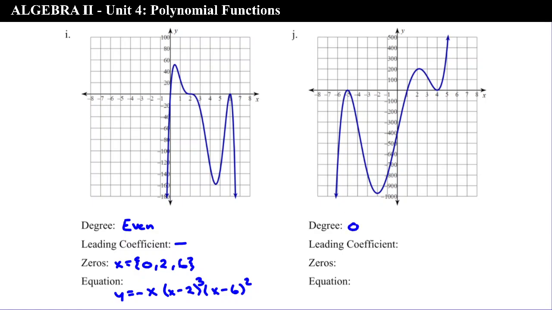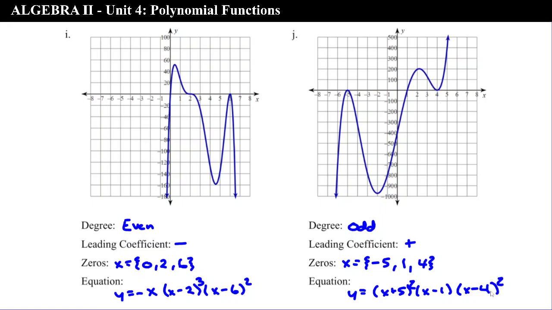All right, the degree of this one is odd. The leading coefficient is positive. We have zeros at x equals -5, 1, and 4. Our equation is going to be x plus 5, x minus 1, and x minus 4. And let's figure out what the powers are going to be on each of these. We have a parabola here, so that's going to be squared. We've got a straight line here, so we don't have to worry about a power. And then we've got a parabola on the x minus 4.